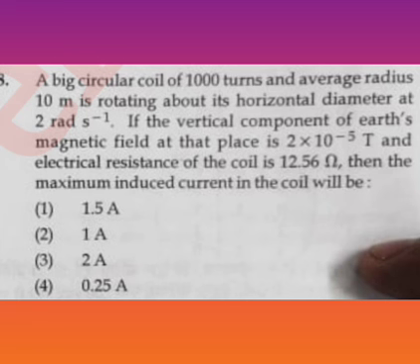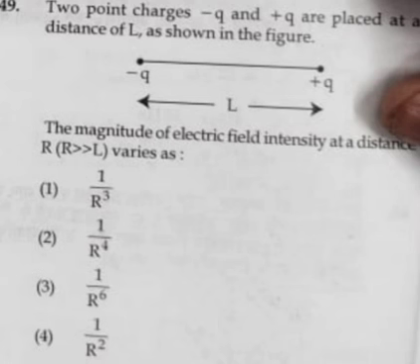Next, question number 49. Two point charges, minus q and plus q, are placed at a distance of L as shown in the figure. The magnitude of electric field intensity at a distance r, where r is more than L, varies as option 1, 1 by r cube, option 2, 1 by r raised to power 4, option 3, 1 by r raised to power 6, option 4, 1 by r raised to power 2. The correct answer is option 1, 1 upon r cube.